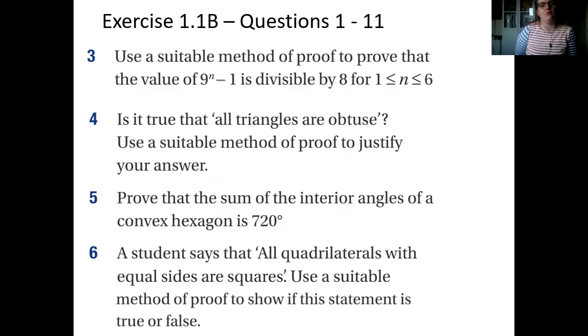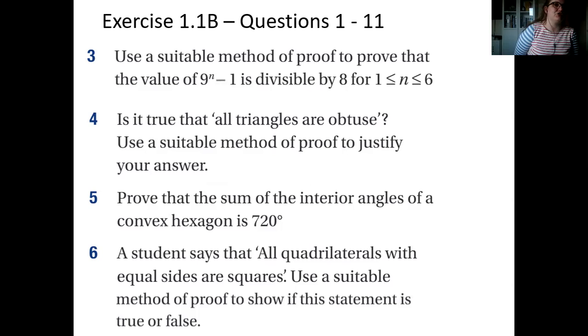So these ones are a little bit clearer on which type of proof you want to use. Question 4: is it true that all triangles are obtuse? Use a suitable method of proof to justify your answer. Again, that might be one where you want to use counter example. 5: prove that the sum of the interior angles of a convex hexagon is 720 degrees.